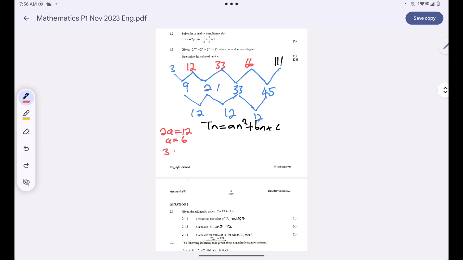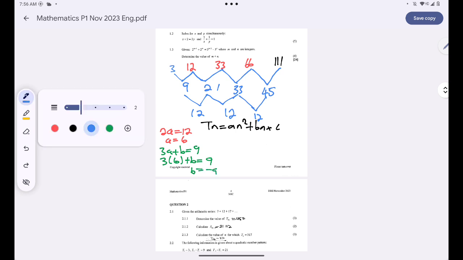How can I find b? I know that 3a plus b is equal to the first term of the first difference, which is equal to 9. So I've already calculated the value of a to be 6. I just need to find b. Are you together? 3 multiplied by 6 is 18. When I take the 18 to the other side, I'll simply have 9 minus 18, and then b will be equal to negative 9. Are you together?